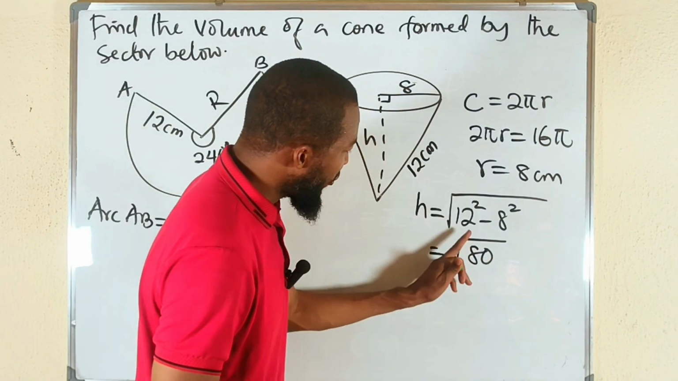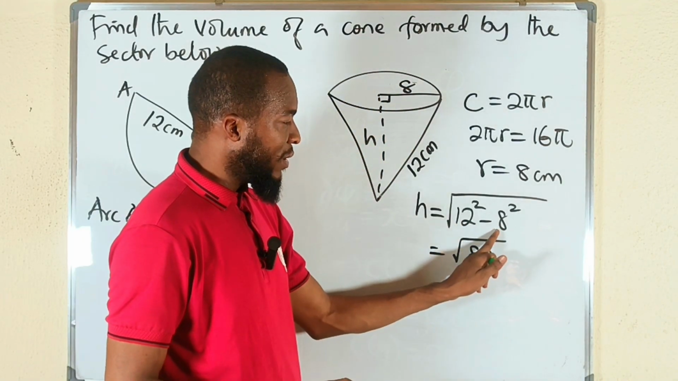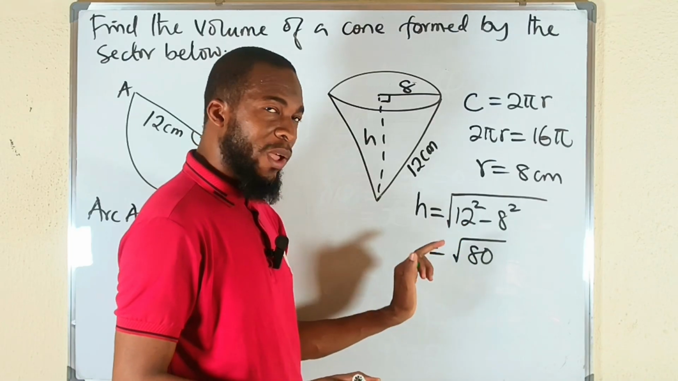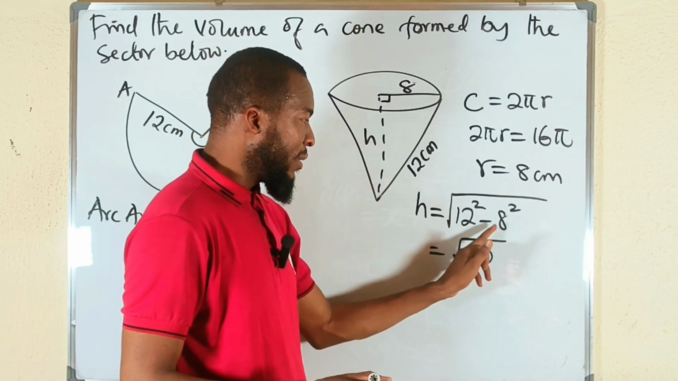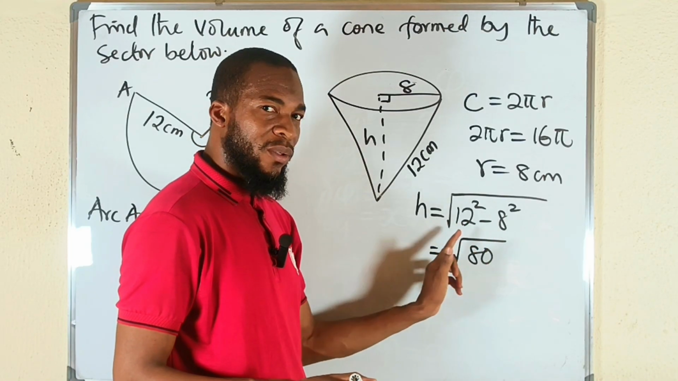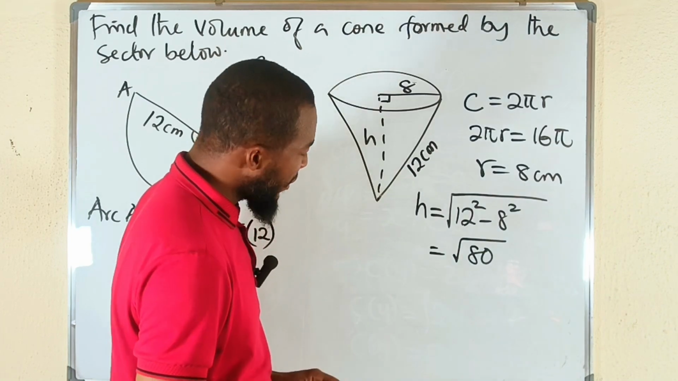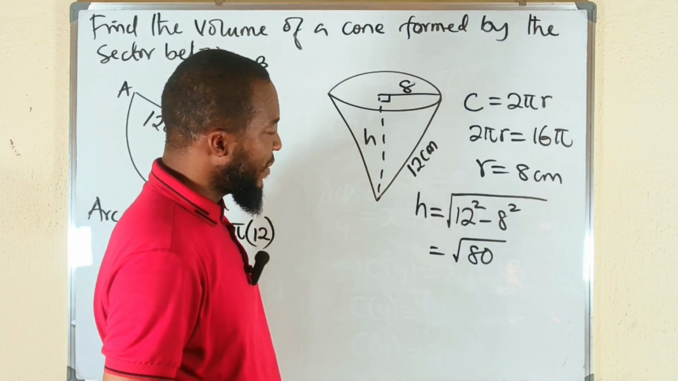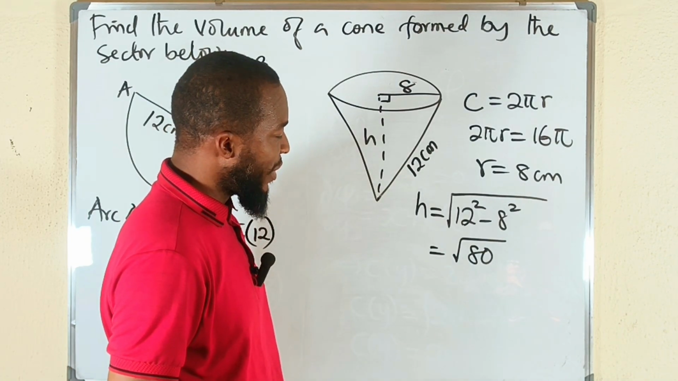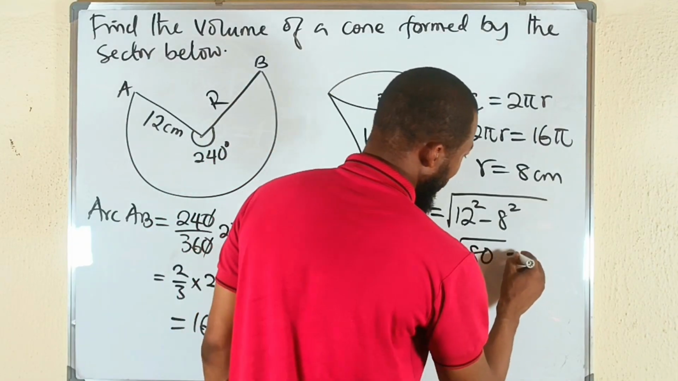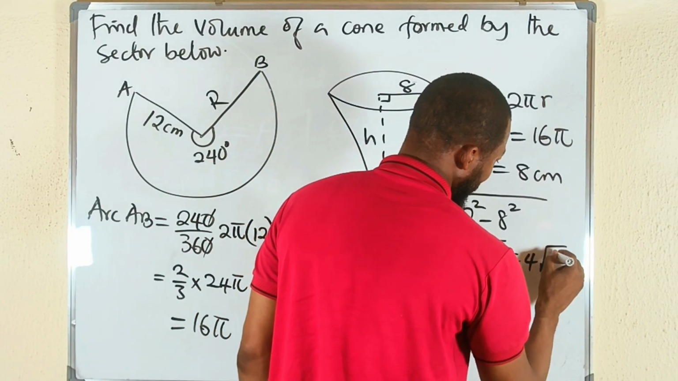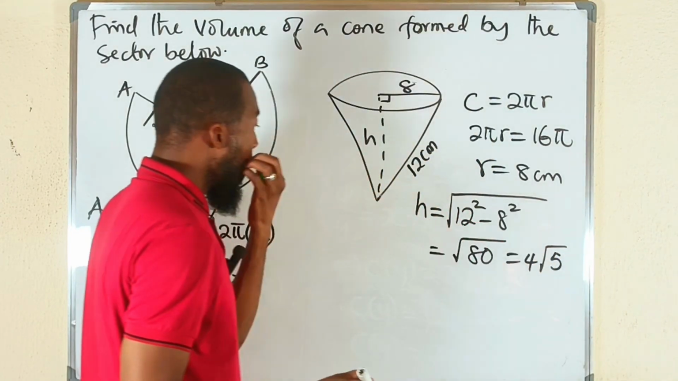If I'm not mistaken, let me do that again. 12 minus 8 is 4. So we have 4 times 12 plus 8, which is 20. 4 times 20 is 80. So what can divide this? 16 times 5, right? That is 4 root 5. In case you don't have a calculator, this is 4 root 5.